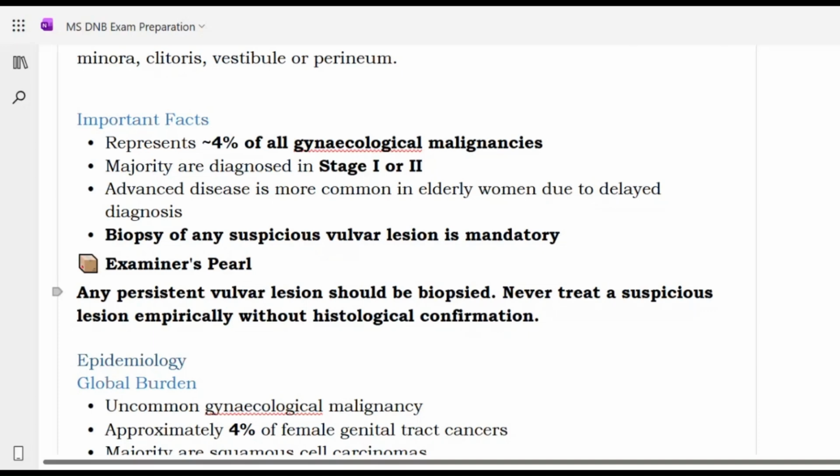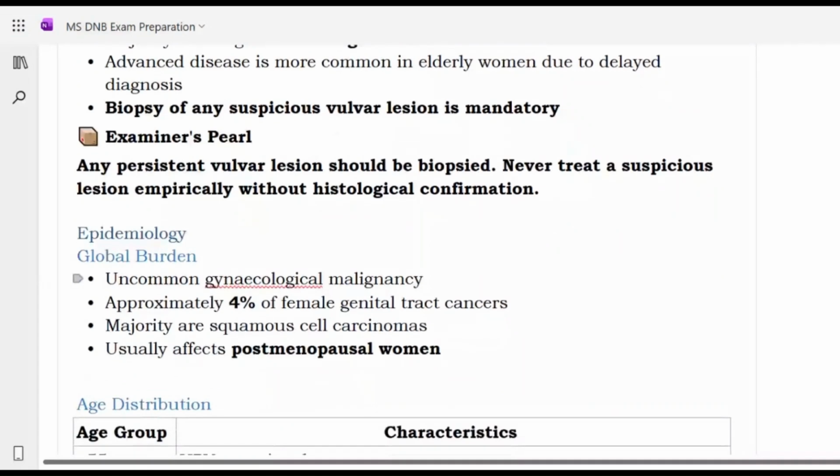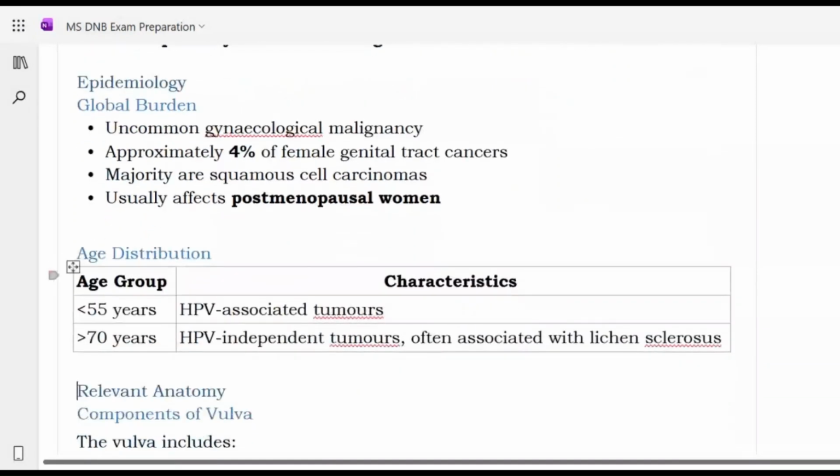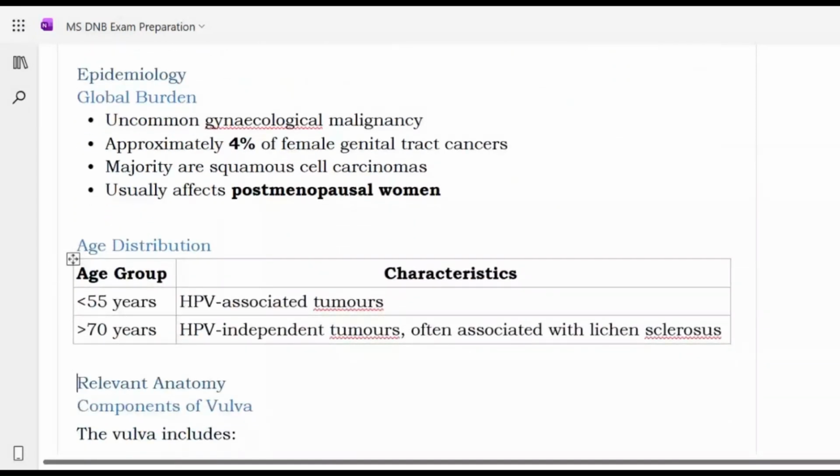Okay. So from examination point of view, any persistent vulval lesion should be biopsied. Never treat a suspicious lesion empirically without histological confirmation. Okay. So if you have any suspicious lesion on the vulva, you should take the biopsy. That is the most important thing which you should do. Then what about the global burden of this vulval malignancy? This is not a very common gynecological malignancy. It represents around 4% of female genital tract cancers.